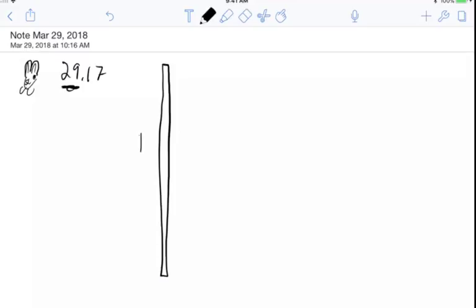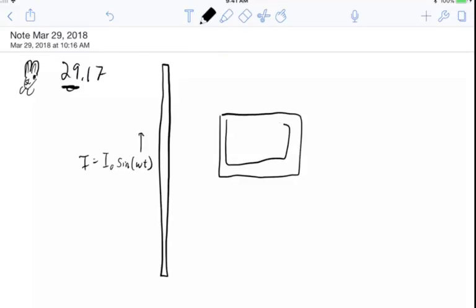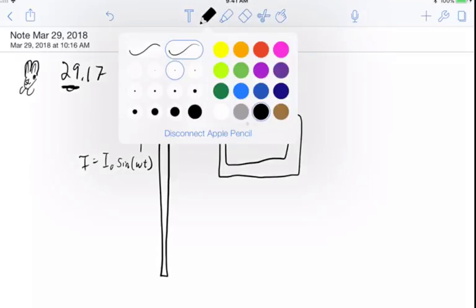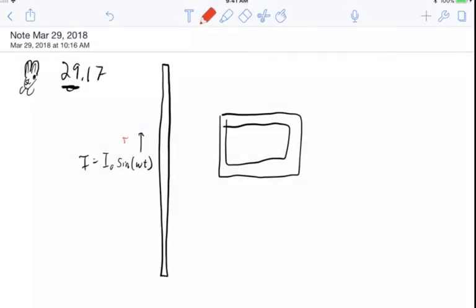So the current is I naught sine omega t. Okay, and here's our loop. Let me draw everything with respect to a current going up. This will generate, according to the right-hand rule, a magnetic field going around like that, B. So it'll be passing into the page inside the loop. For now, the current's going up.